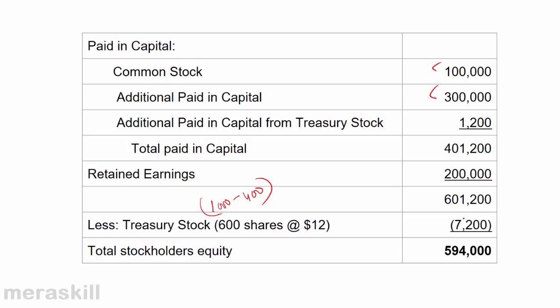Is it clear as compared to the previous time? Previously we had 100, 300. We did not have this previously. We had retained earnings. Our treasury stock was how much? Our treasury stock was not 600 shares. It was 1,000 shares. Yes, is it clear? Okay, next.